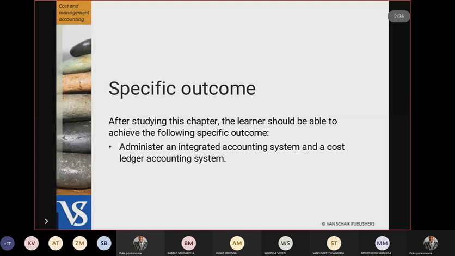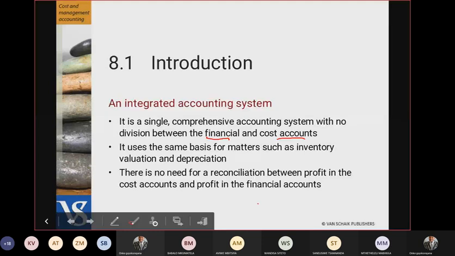We say with this system, this is a single comprehensive accounting system with no division between the financial and the cost ledger. So that's what is new for us. Okay, now what are we talking about when we talk of a financial and a cost ledger? You must remember this, guys, when we talk of cost accounting, our main focus is on large companies, production companies mainly. So we have a company that is running a production with the aim to make sales at the end of the day.